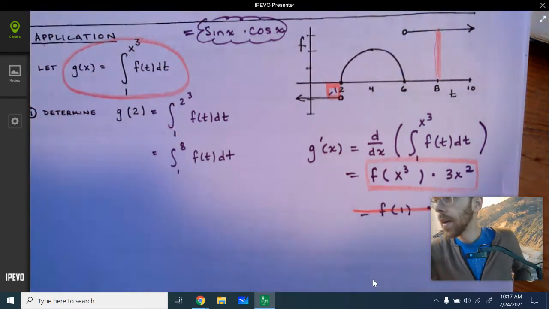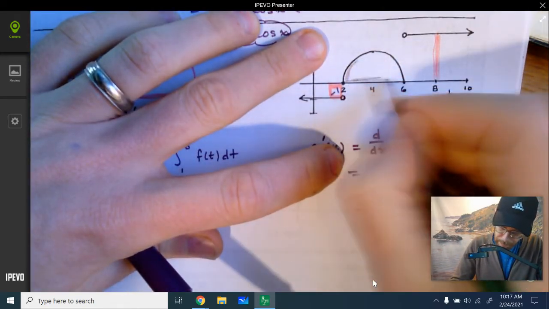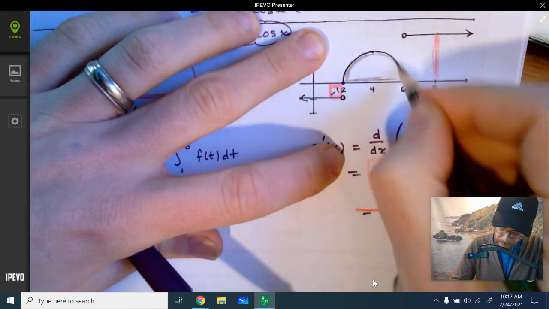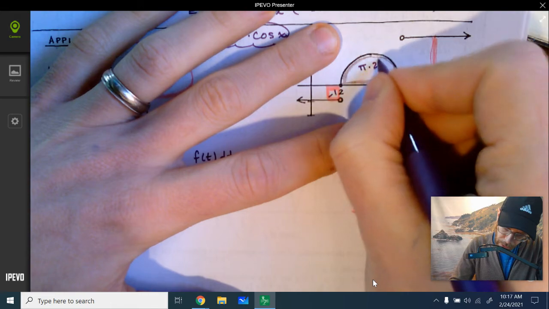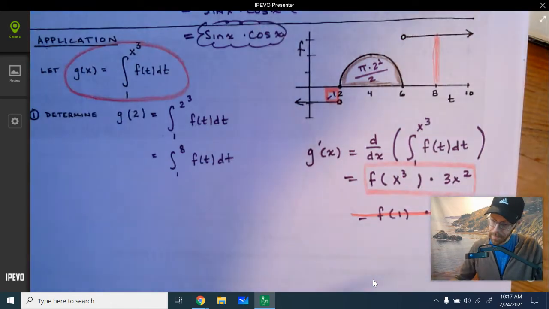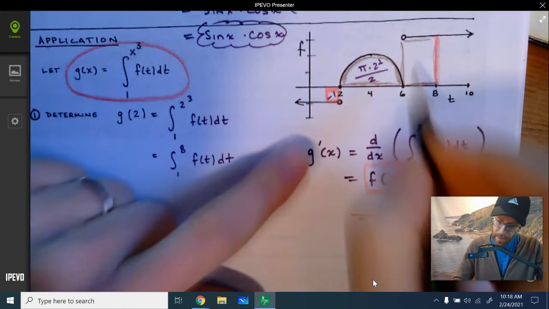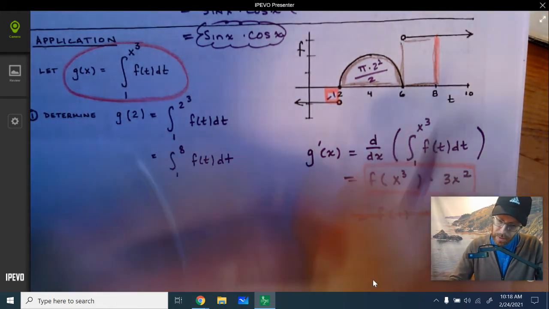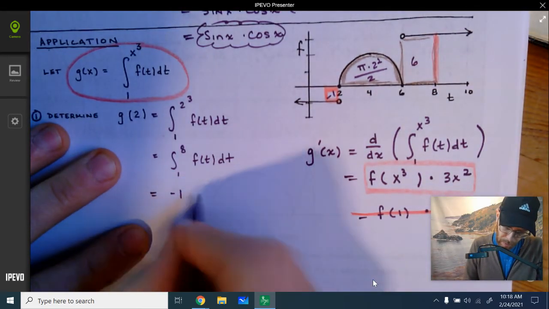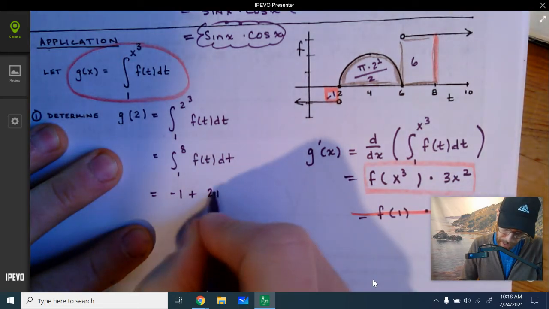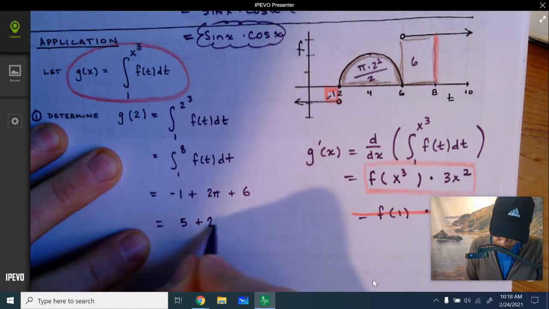I see an area that is above the x-axis right here. And that's going to have an area of pi times 2 squared, cut in half because it's a semicircle. And then you've got this little region right here, which has an area of 3 times 2. So this has an area of 6. It's above the axis. So our answer is going to be -1 plus 2 pi plus 6. You could clean that up to 5 plus 2 pi.